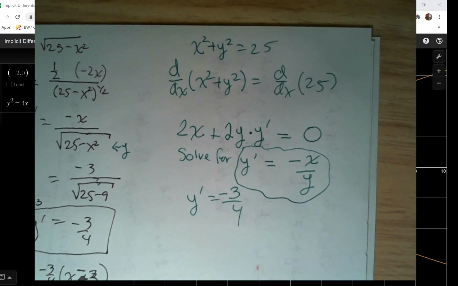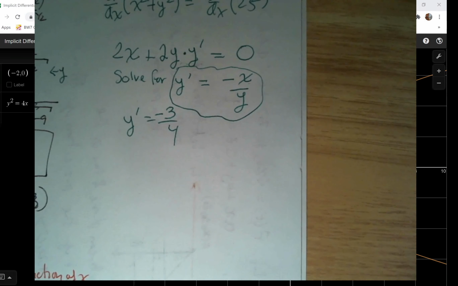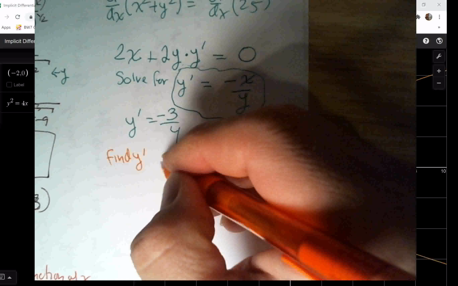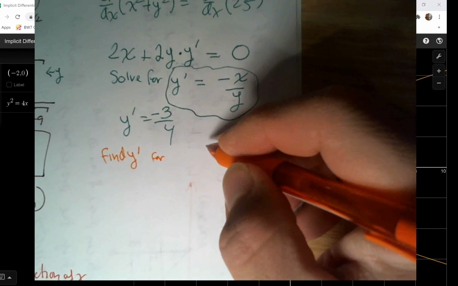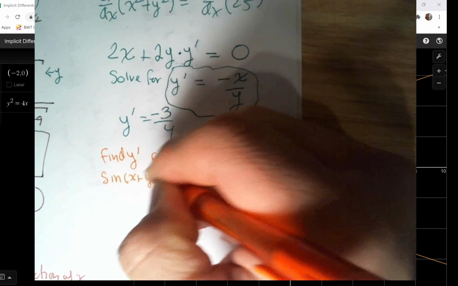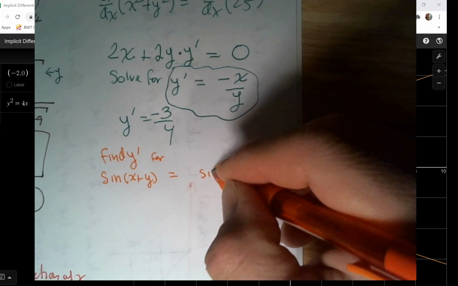Now you might be saying, well, this is complicated, I don't really get this, so I'm just going to solve for y all the time. Well, as it turns out, that's not always a possibility. So this implicit differentiation is going to come in handy when, for example, we want to find y prime for the equation sine of x plus y equals sine of x plus sine of y.